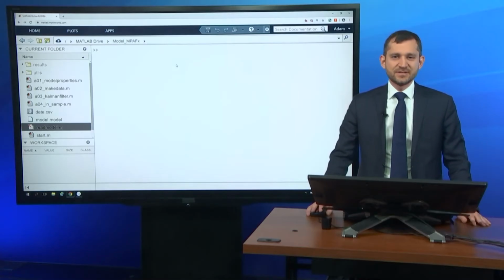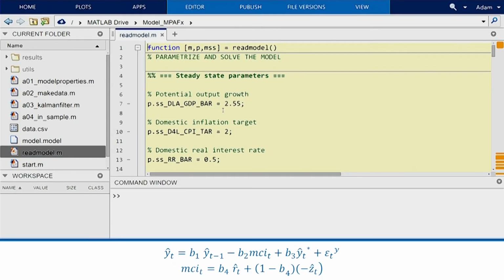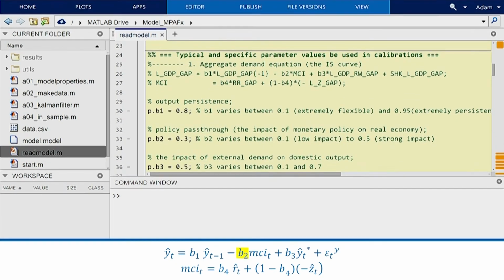To demonstrate this, we can go to read model and change the sign of the effect of the real monetary condition index on aggregate demand. Let's find the parameter B2 and change its value to minus 0.1. We can keep the original value and write the original and new value of the parameter in square brackets.